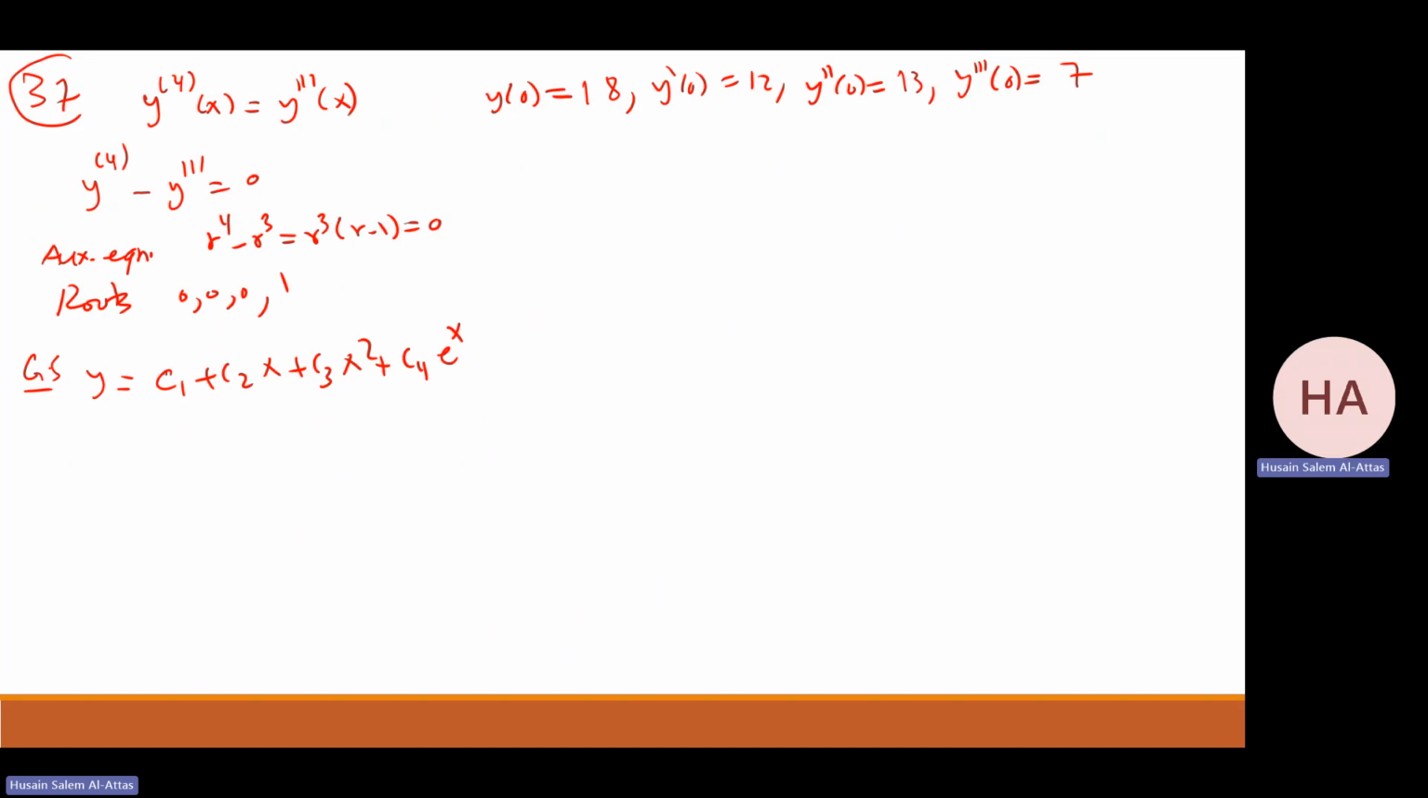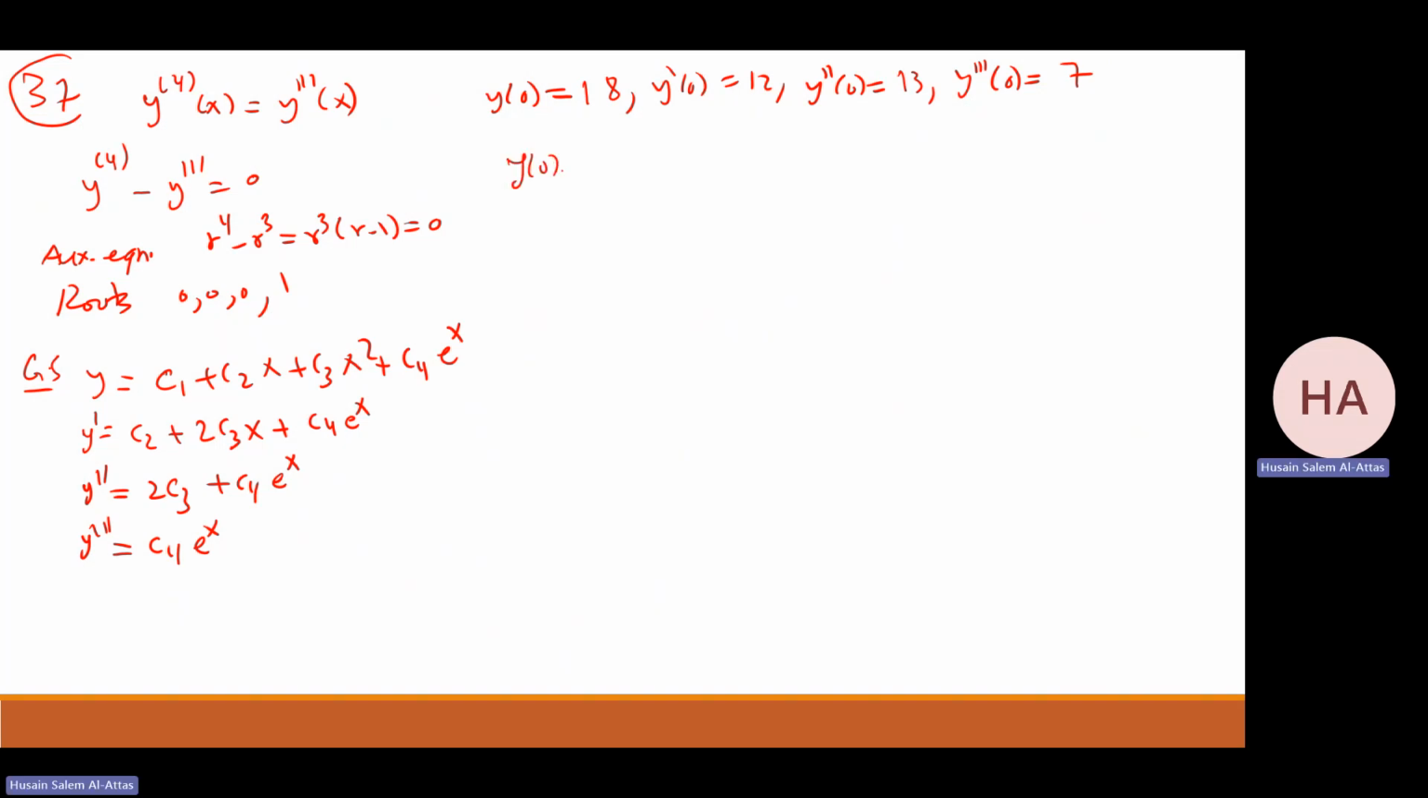I need y prime, y double prime, y triple prime. Okay. Y prime is C2 plus 2C3x plus C4 e to the x. Y double prime equals 2C3 plus C4 e to the x. Y triple prime is C4 e to the x. Okay, now do the conditions.